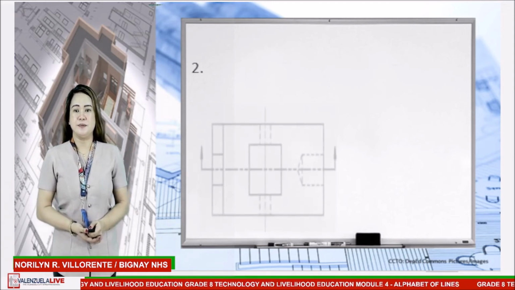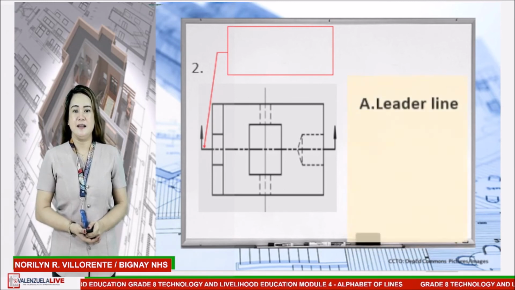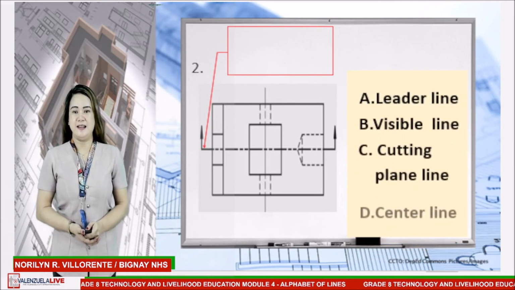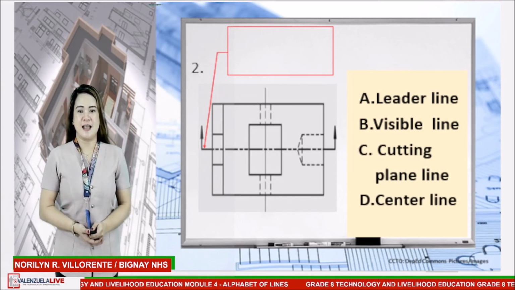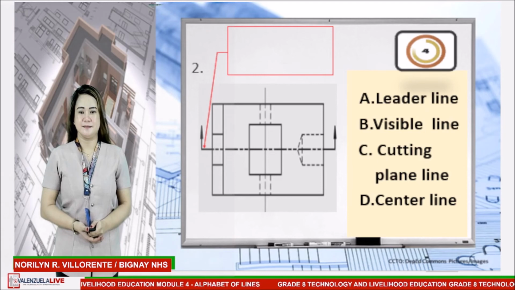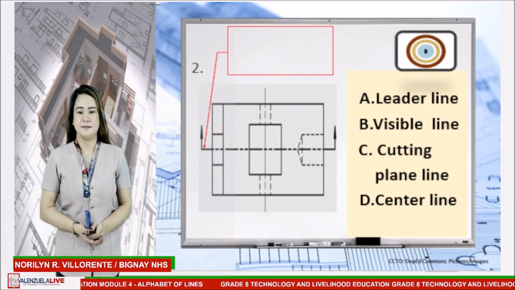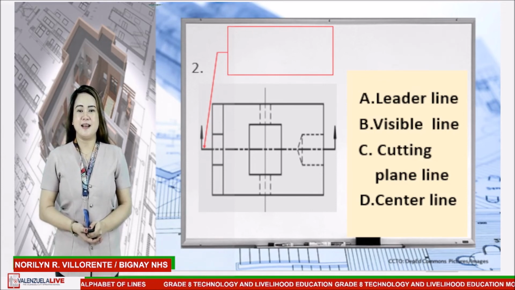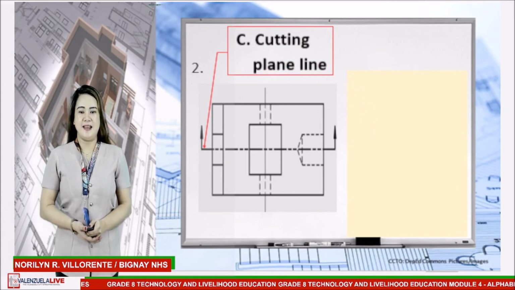Number 2. A, leader line, B, visible line, C, cutting plane line, D, center line. Your timer starts now. Time is up. The correct answer is letter C, cutting plane line. Very good.